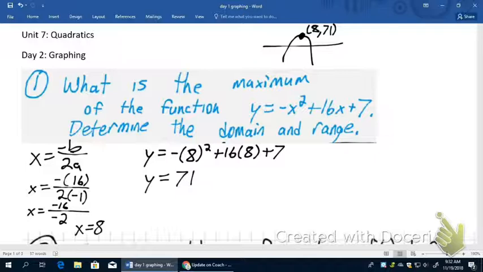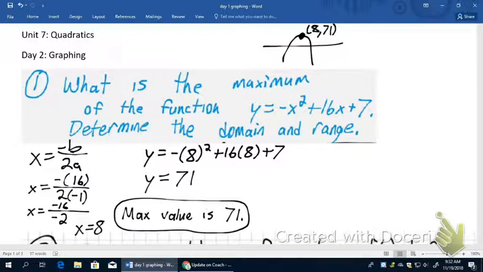Alright, we're finally ready to actually answer the problem. What is the maximum value? Max value is 71. That was one of the two answers I was looking for here. For domain, it's pretty straightforward. It's always the same thing for quadratics. That's all real numbers.